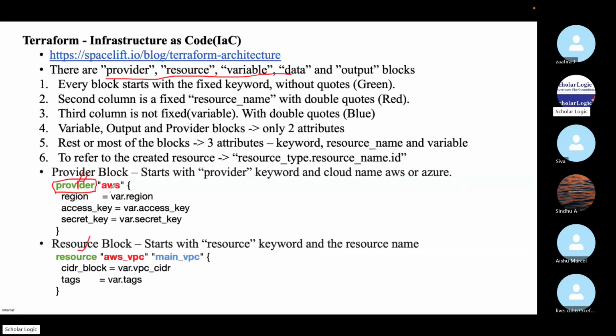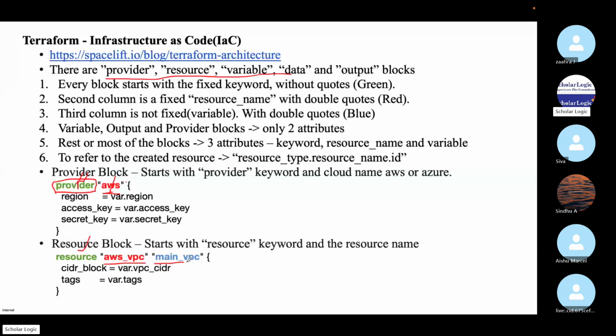The next column, the second column, will have specific information specific to your cloud. If it is a provider, for AWS it will be aws. If it is Azure, it will be azure. If it's Google Cloud, it will be gcp. If you are creating a VPC, it will be aws_vpc. If you are creating an instance, it will be aws_instance. Only for the provider block and variable block there is no third column. Even for the output there is no third column.